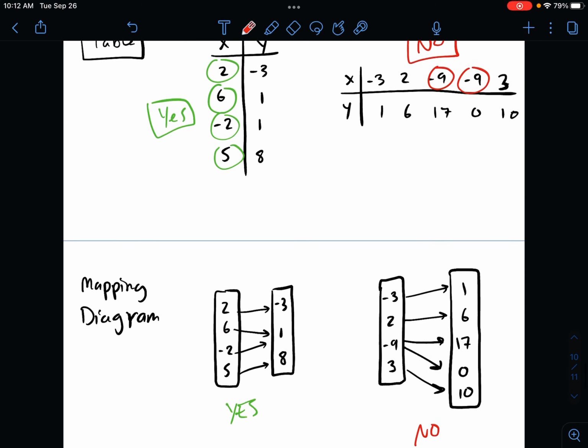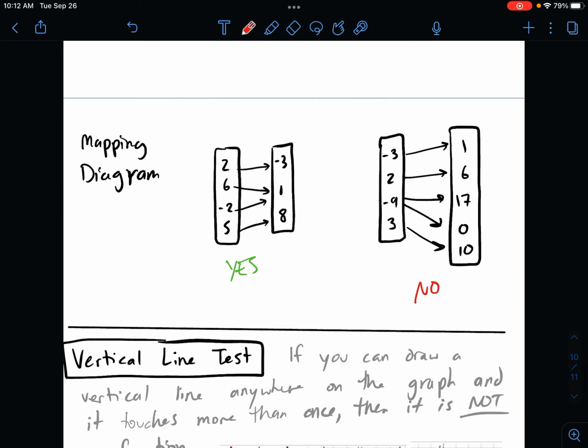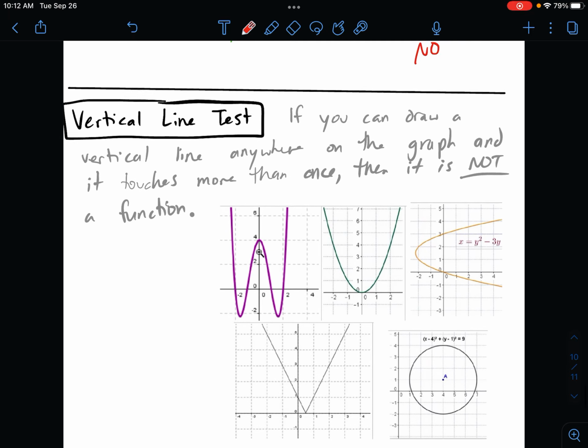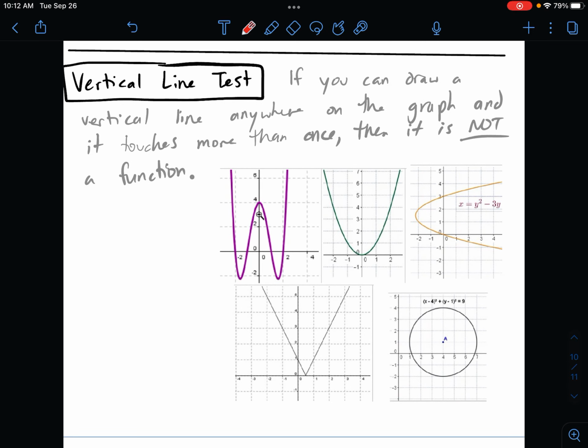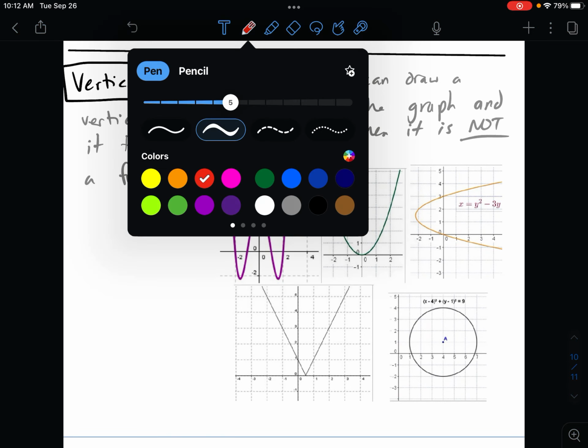Here in the second one, this would be a no, because again, you can see that the data repeats, right? You can see I have two negative 9s, negative 9 to 17 and negative 9 to 0, so that would not be a function there, all right? So that might take some practice. That's not something we typically see as much, but being able to recognize when it is a function or when it's not a function.